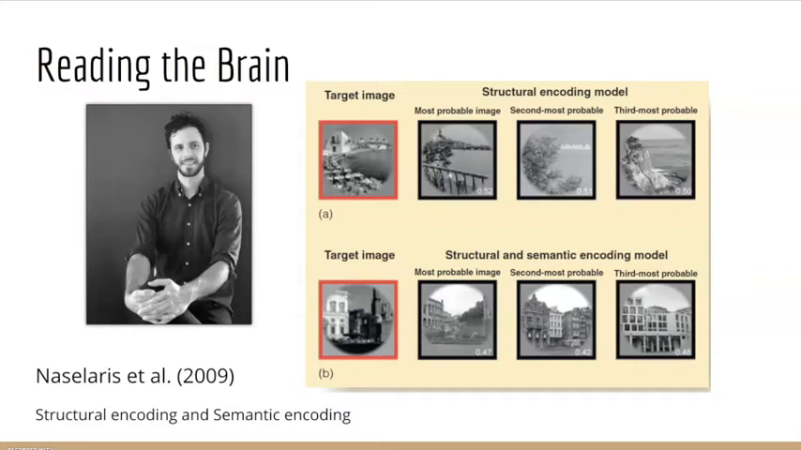the semantic encoding model looks at the meaning and category of a scene. So, for example, in this scene, there's a building. Semantic encoding deals with how the computer is going to recognize this as a building. So it knows it's a building.